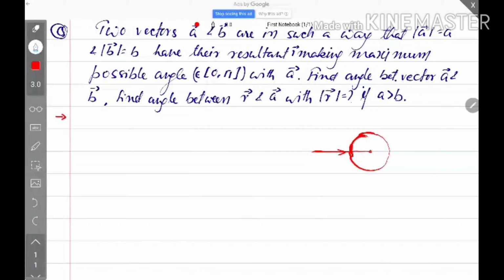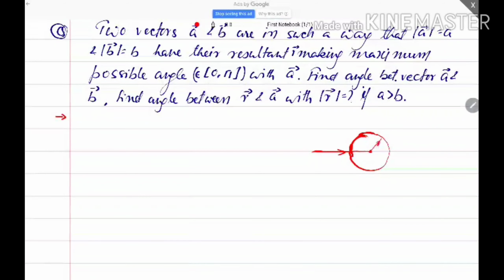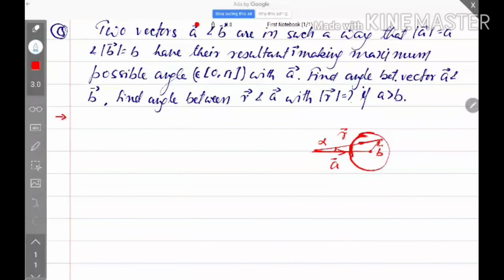For example, if B is like this, then our resultant will be like this. This is A, this is B, and this is the resultant. Now the angle of R with A is alpha. Is it the maximum possible value of alpha, or can we go beyond that? Then we can say no, we can go beyond that.